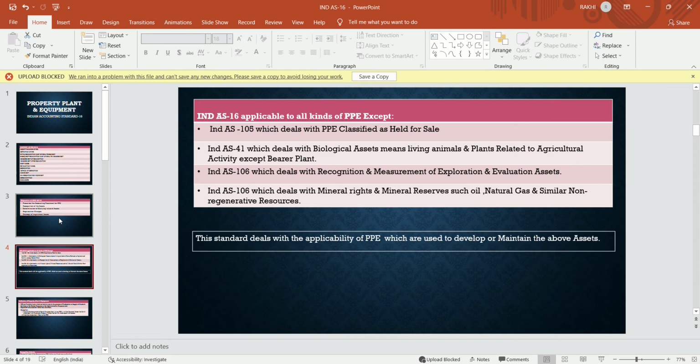Like for example, if any asset is held for sale, then that asset is to be treated as a current asset, and there is a separate standard for that asset treatment, which is Ind AS 105, because Ind AS 105 deals with property, plant and equipment which is classified as an asset held for sale. What do you mean by an asset held for sale? This is explained by example.